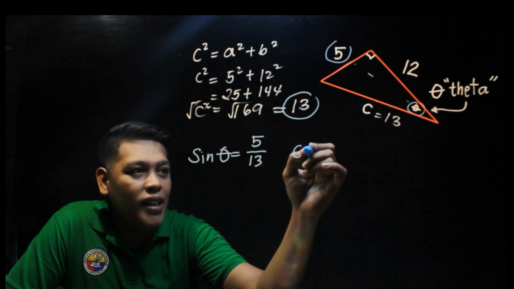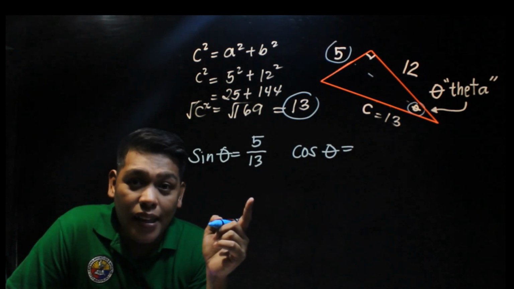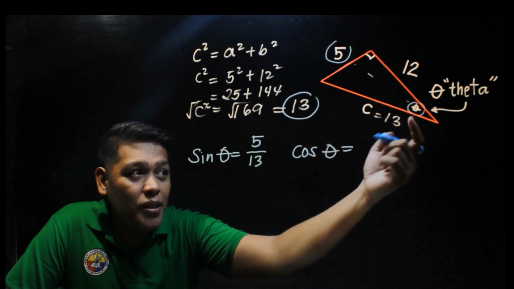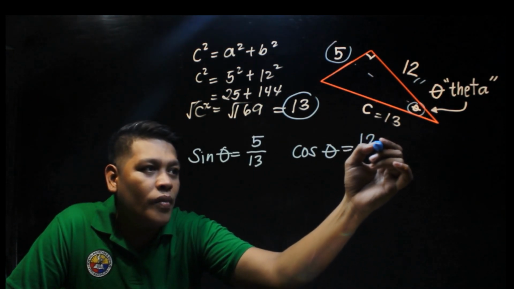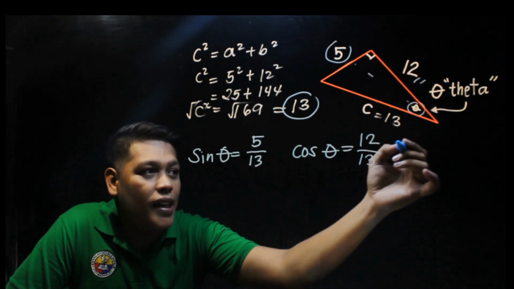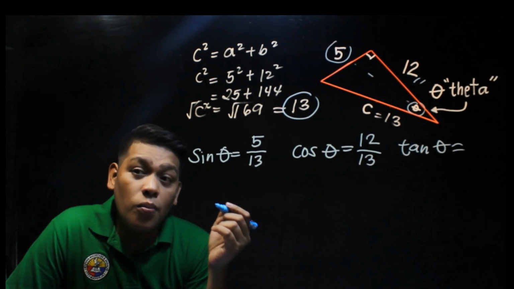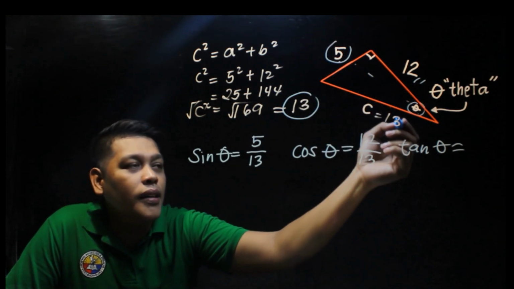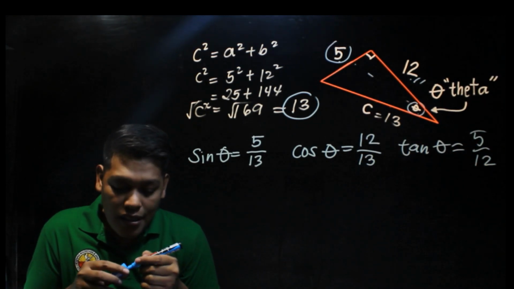What is the cosine theta? Ang cosine theta naman, that is the adjacent over the hypotenuse. Ano ba adjacent niya? So, bukod sa hypotenuse, anong katabi ng theta is the 12. Yan yung kanyang adjacent side. So, 12 over the hypotenuse, which is also 13. So, that is the cosine theta. Next is TOA, which is the tangent theta. Ano ba yung tangent theta? So, opposite over adjacent. So, yung opposite nito is 5 and adjacent niya is 12. So, 5 over 12. So, that is the tangent theta.